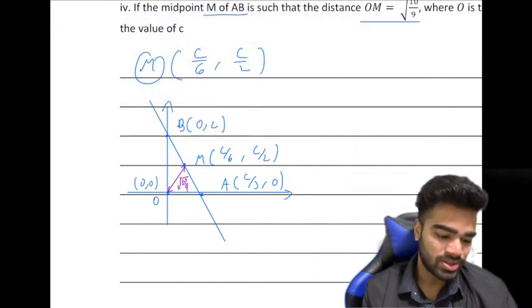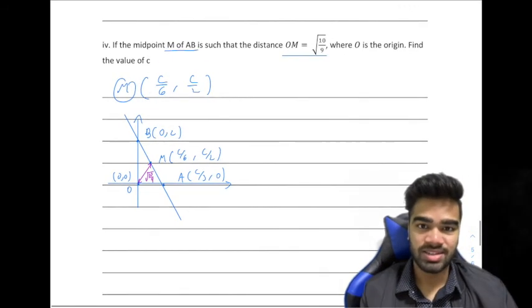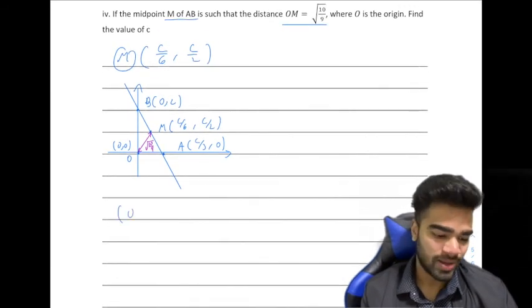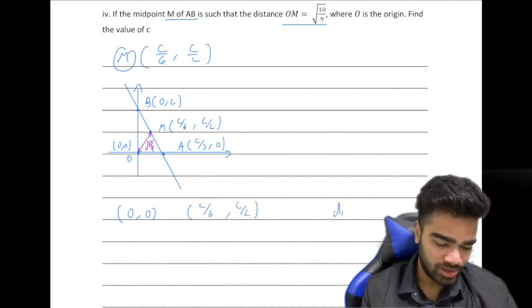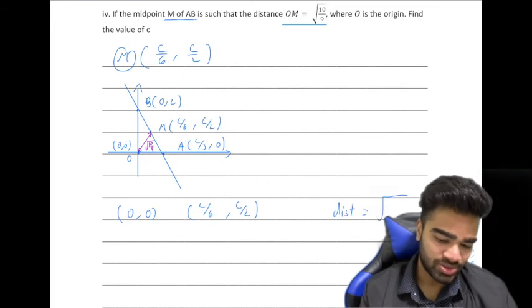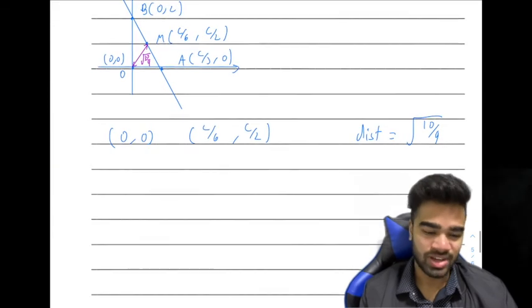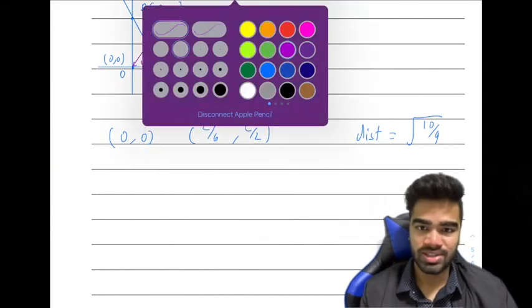If you go back to the very first lesson in this chapter on distance, it's very similar to that. So you have two coordinates, (0, 0) and (c/6, c/2), and they're saying that the distance between these coordinates is equal to root 10 on 9. It's very similar to what we did in the first lesson. So then we've got to use the distance formula.